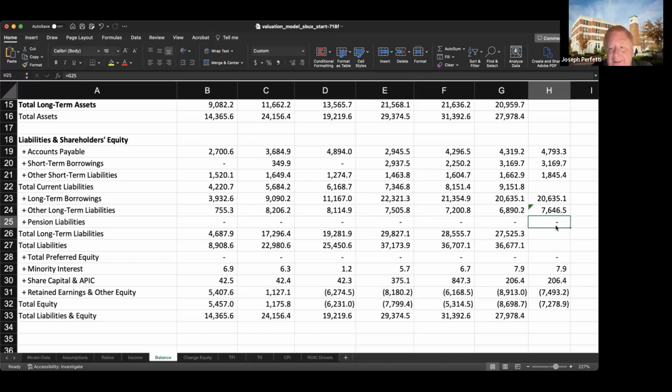So all that's left is to solve. Total current liabilities is the sum of the three above: the accounts payable, the short-term borrowings, and the other short-term liabilities. That equals 9808.4. Long-term liabilities is the sum of the three above: the long-term borrowings, the other long-term liabilities, and the pension liabilities.